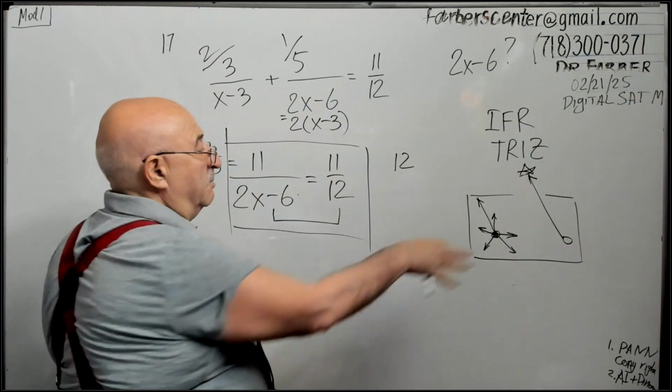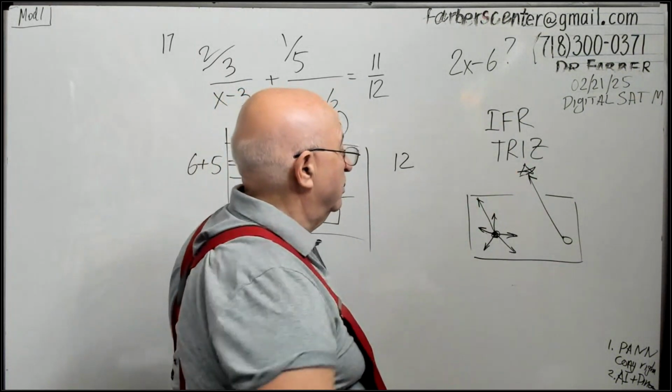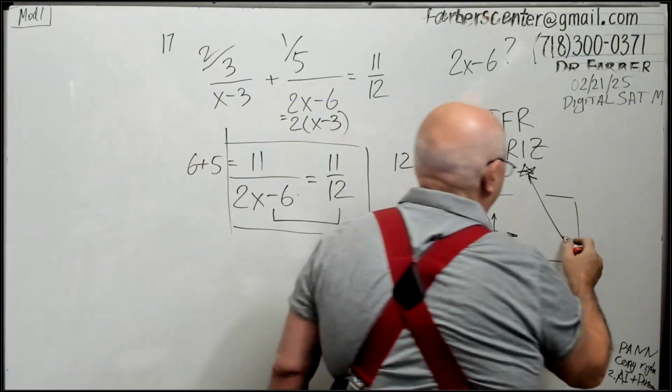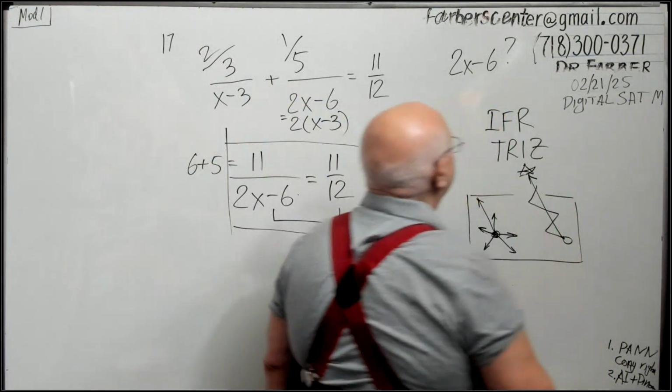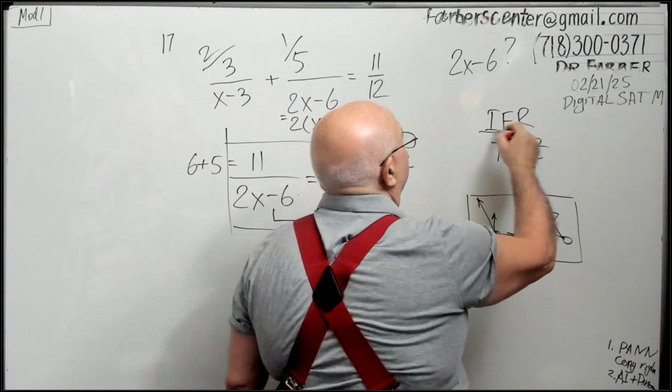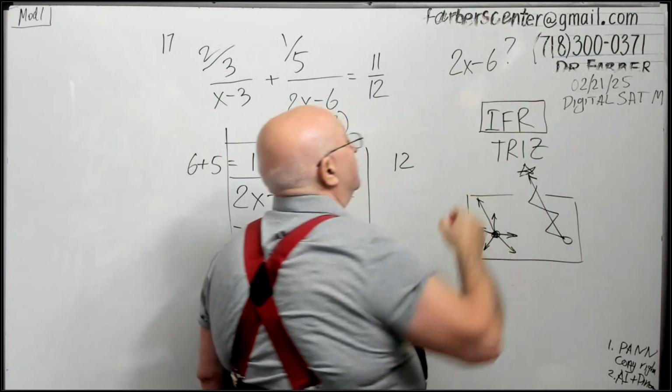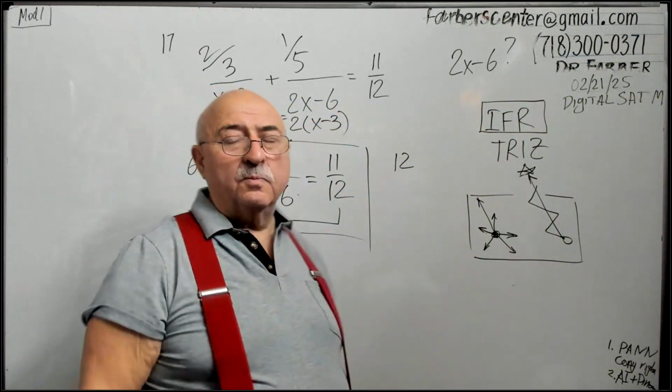And pretend you have some obstacles over there. It's not plain, and you're moving around this vector here. You see the difference? So we name it ideal final result. It helps you to solve a lot of problems.